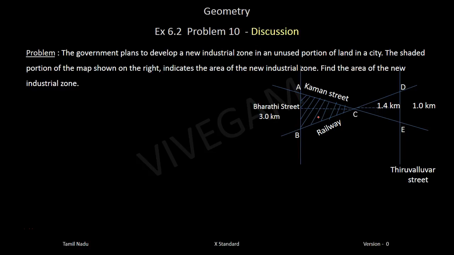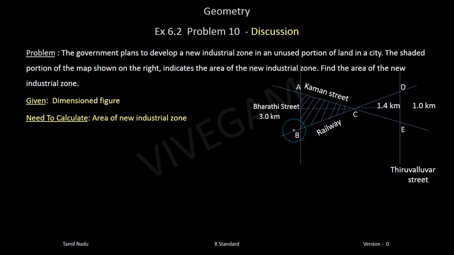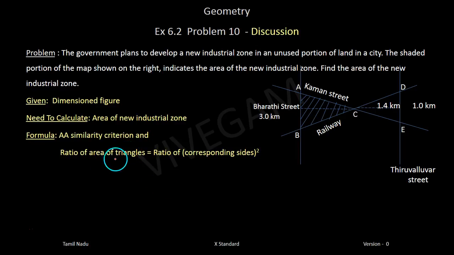So keep that in mind. First thing is we need to show that these two triangles are similar, right? So let's work on that. The dimension figure is given, and we are asked to calculate the area of the new industrial zone. The formula hint actually is the AAA similarity criteria, and the ratio of the areas of the triangles is equal to the ratio of the squares of the corresponding sides.